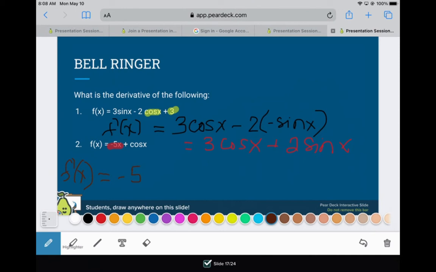Derivative of cosine, okay, that would turn into negative sine. So that is number 2.